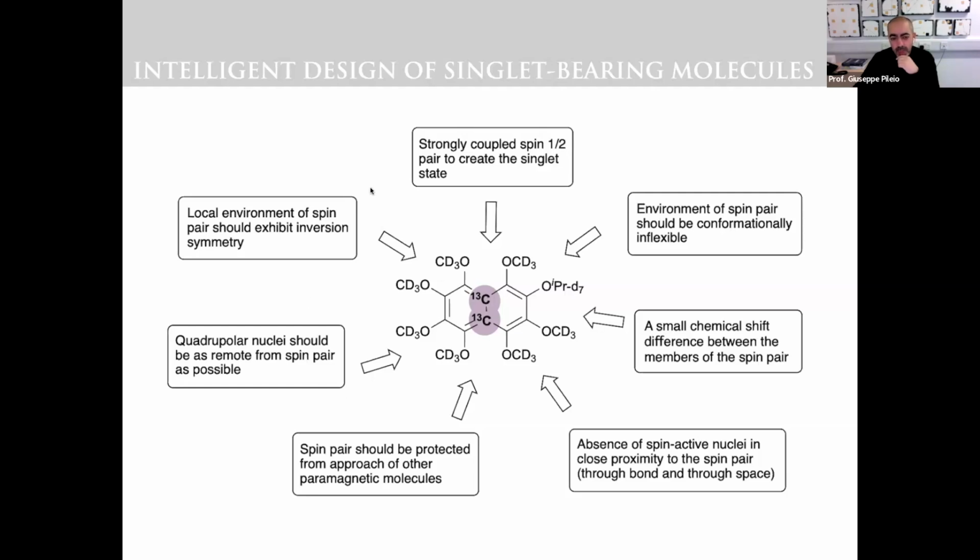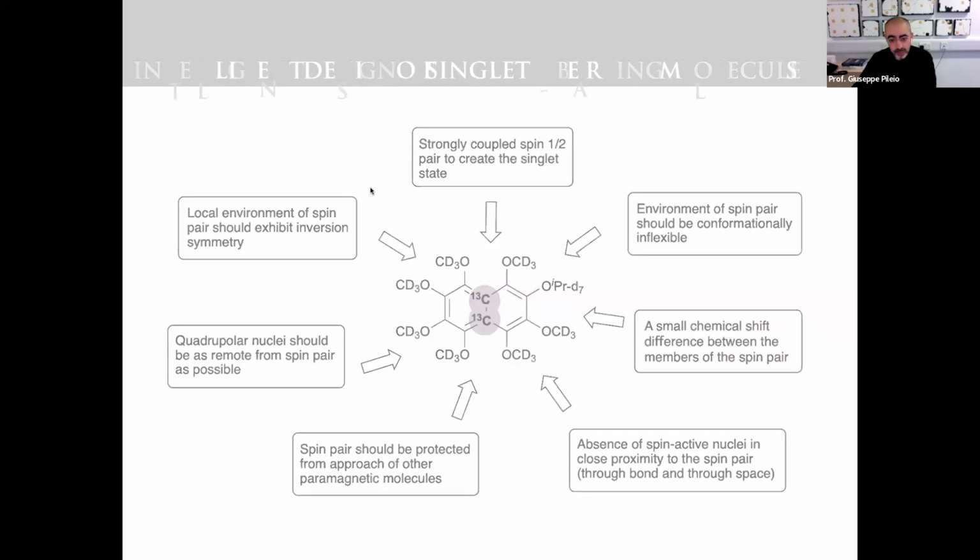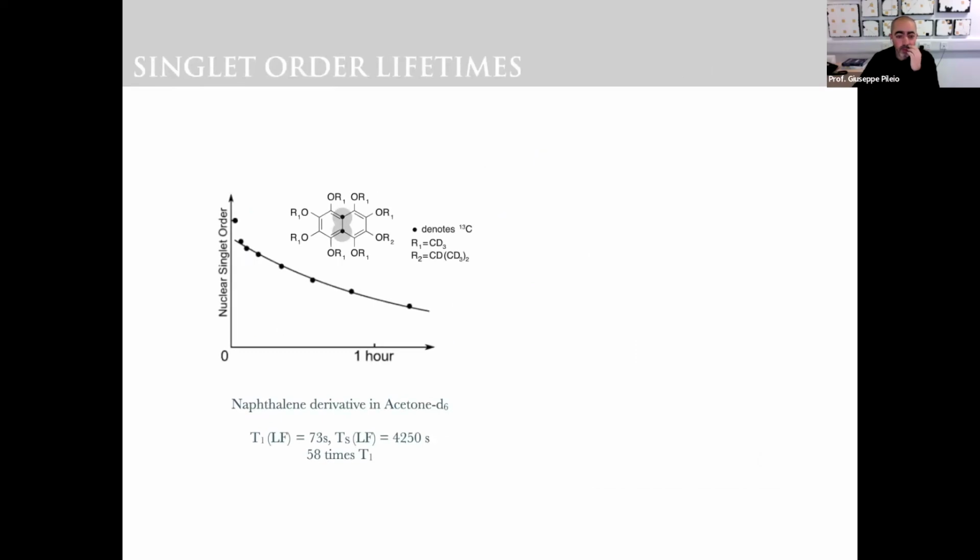And then if you go around, you can read all the other criteria which were built in, that a molecule should have to have longer and longer lifetimes. And if you want a number for that, how long is long? Here is this molecule, which has been measured in acetone. And you can see from the numbers down here, the T1 of this molecule is about a minute, slightly more than a minute, but the TS is longer than 70 minutes. That happens in deuterated acetone. So you can gain a factor of about 60 over the T1.